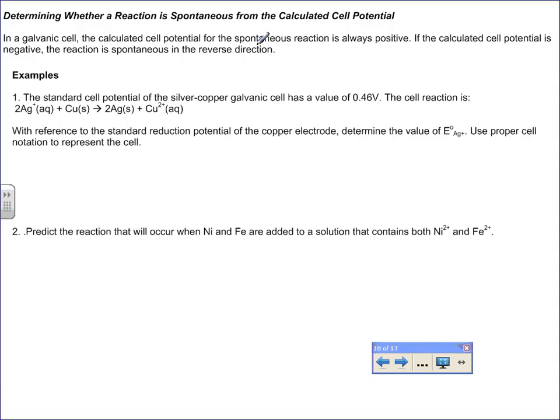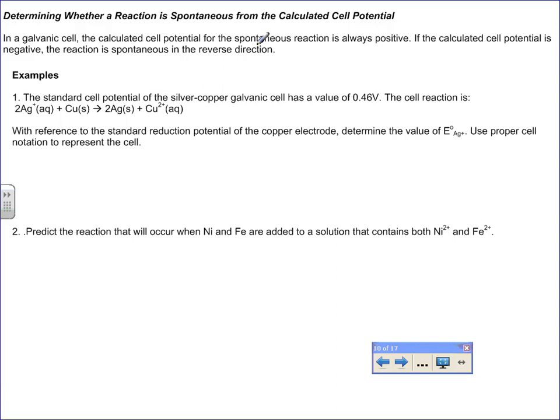So in example 1, the standard cell potential of a silver copper galvanic cell has a value of 0.46. The cell reaction is given with reference to the standard reduction potential of the copper electrode to determine the reduction potential of silver ions. Okay. And it also asks us to use proper cell notation to represent the cell.